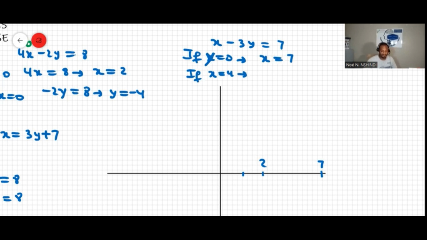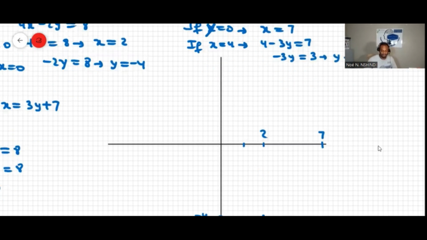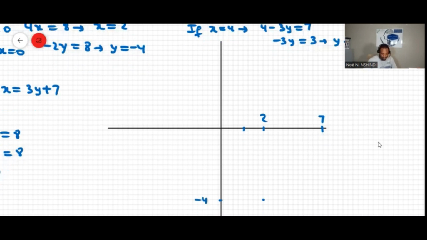If x is 4, we will have 4 minus 3y equals 7. If I move the 4 over, it's going to be negative 3y equal to 3, and that would make y equal to negative 1. So if negative 4 is there, negative 2 can be there, and then negative 1 can be there. So we have another point there.